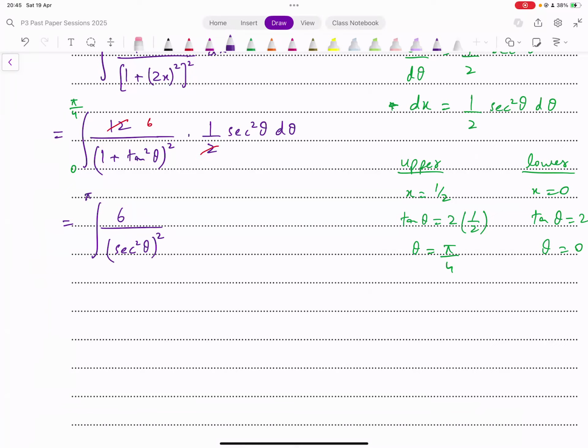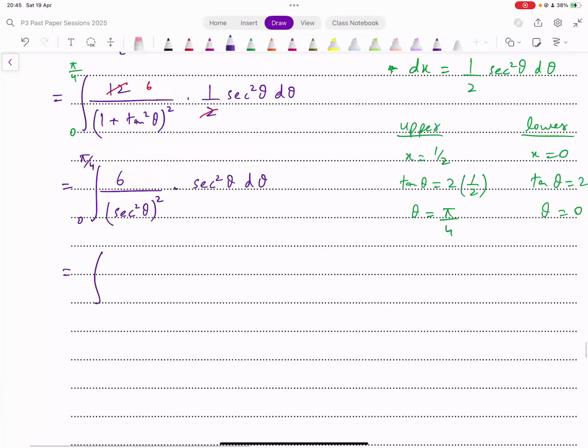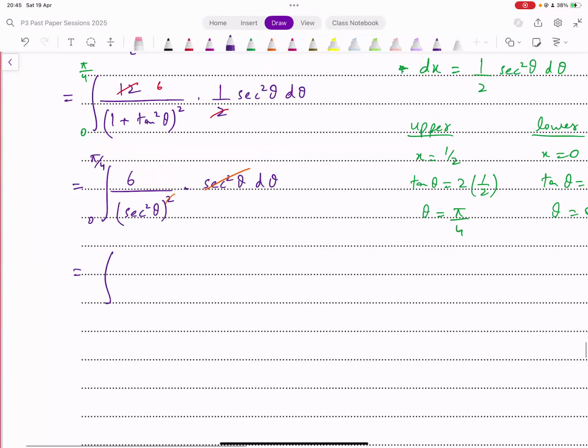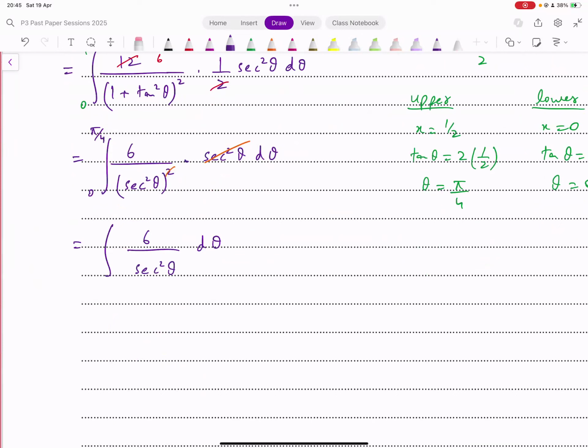Integration of this from 0 to pi over 4, and we have secant square theta into d theta here. What does that give us? Secant square theta whole square. So one power of this gets cancelled with the secant square theta, and we're just left with 6 over secant square theta d theta. That is what we have to integrate now.